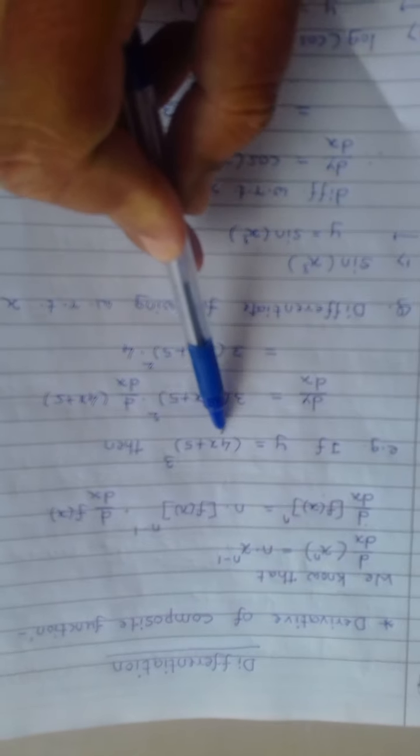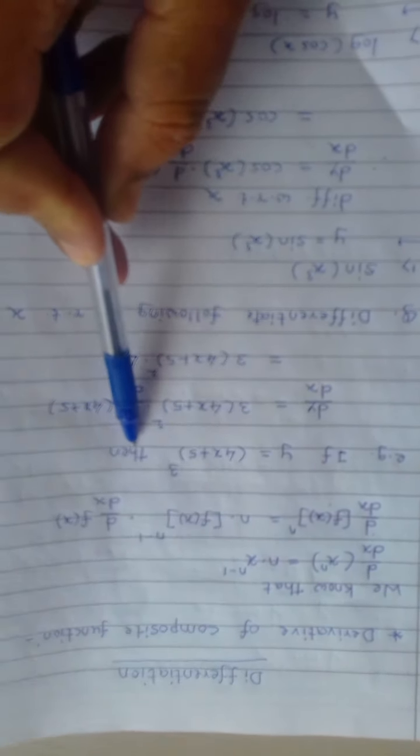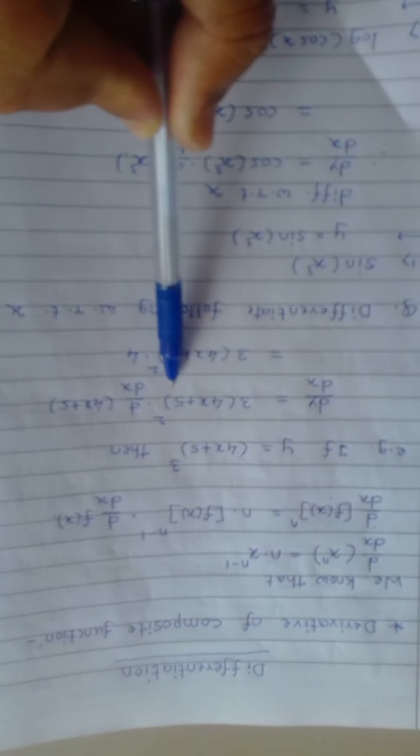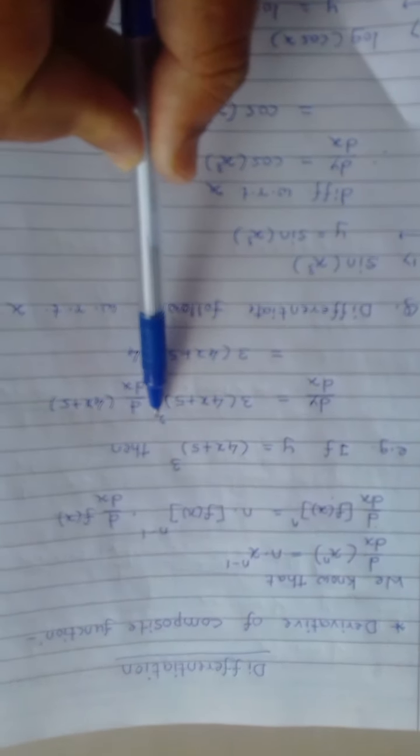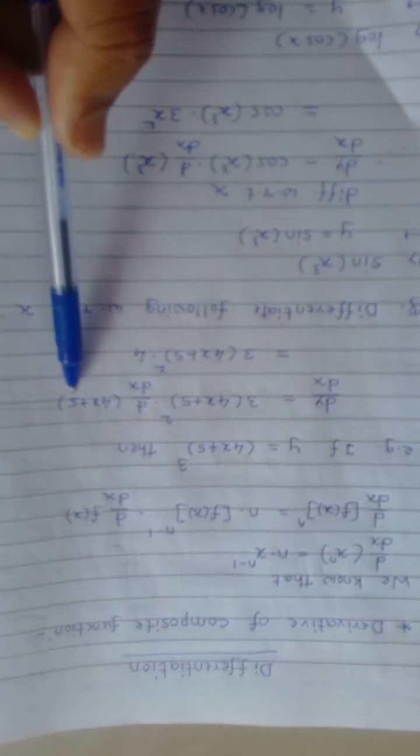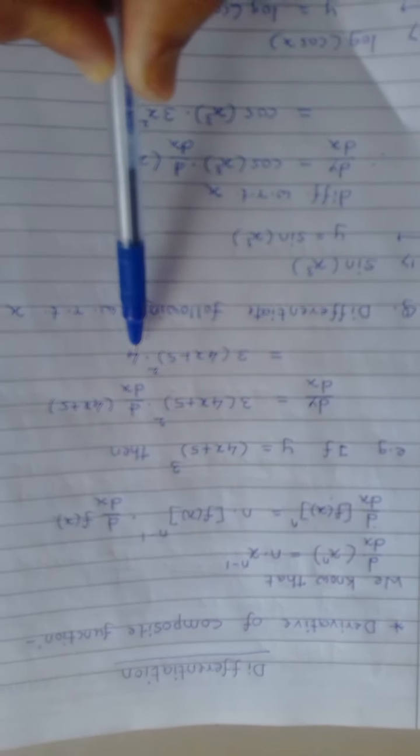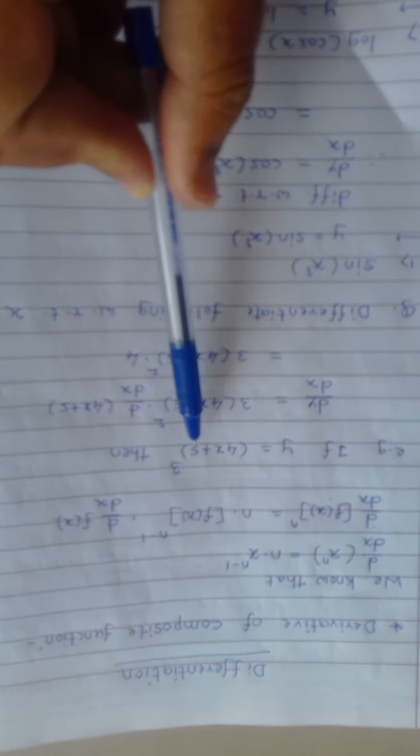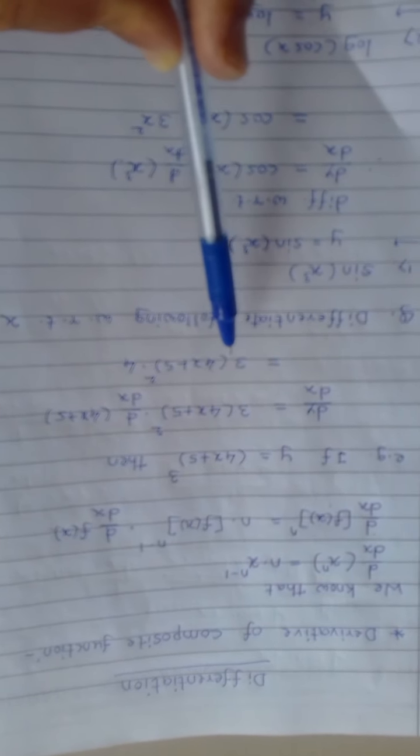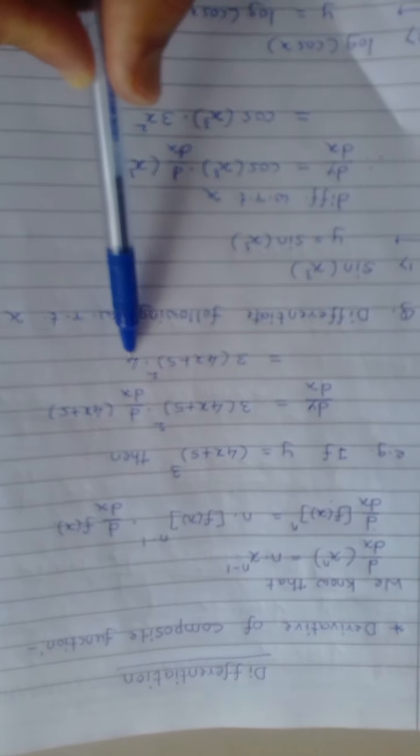Now see an example. If y is equal to (4x plus 5) raised to 3, then dy by dx will be 3 into (4x plus 5) raised to 3 minus 1, meaning it will be 2, and then again attach d by dx of 4x plus 5, and the derivative of 4x plus 5 is 4 here. Therefore the derivative of (4x plus 5) raised to 3 is 3 into (4x plus 5) squared into 4.